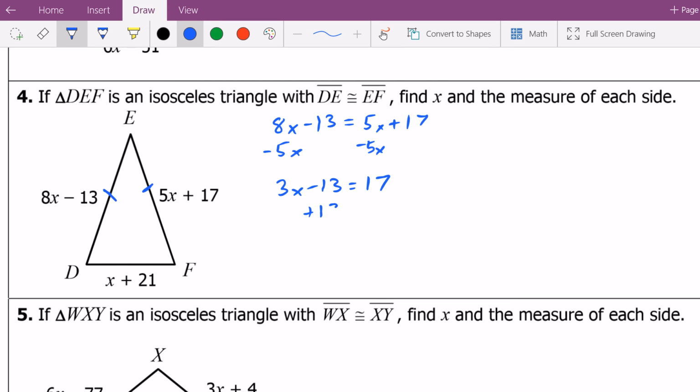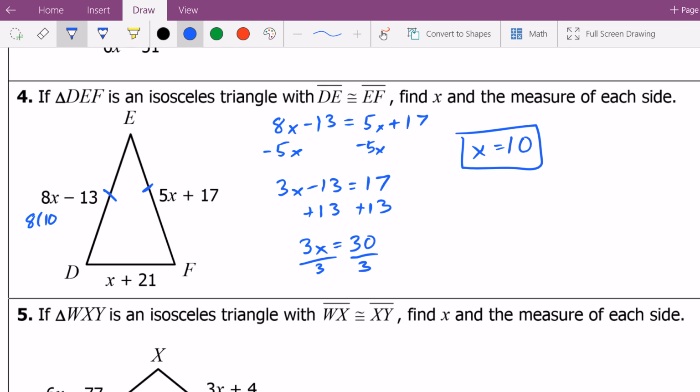Add 13 to both sides, and 3x equals 30. Divide by 3, and we get x equals 10. Now we have to plug that back in for each of these, so I'm just going to plug straight here. 8 times 10 minus 13, this is 80 minus 13, which is 67.